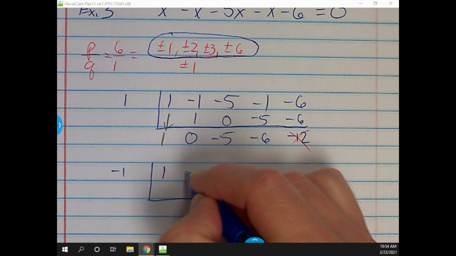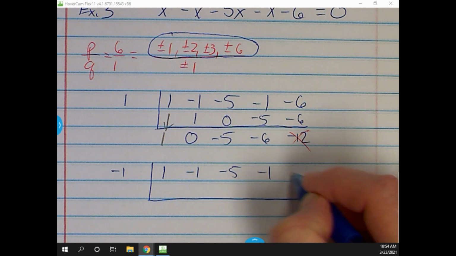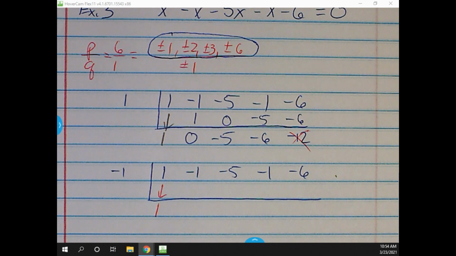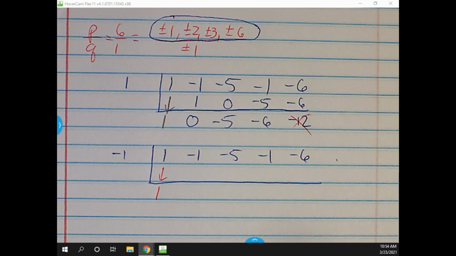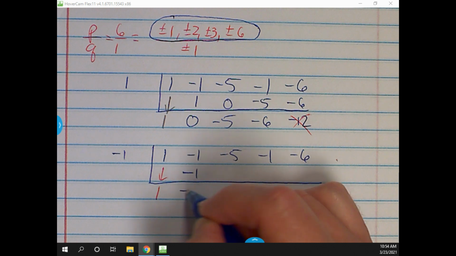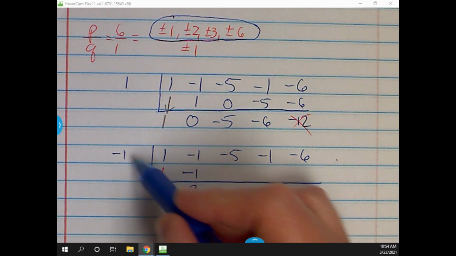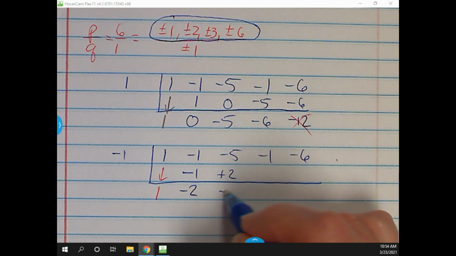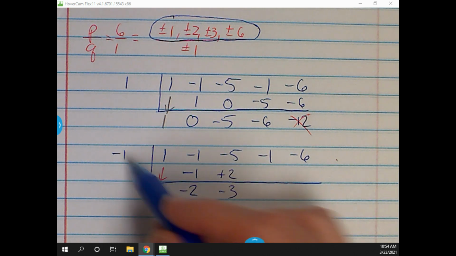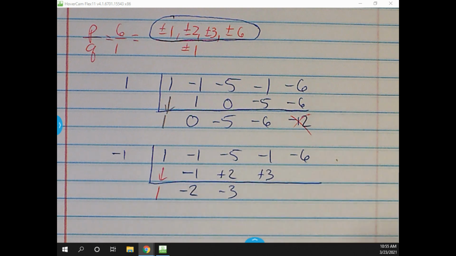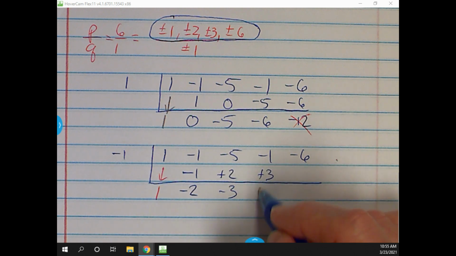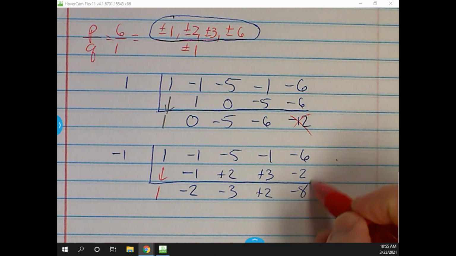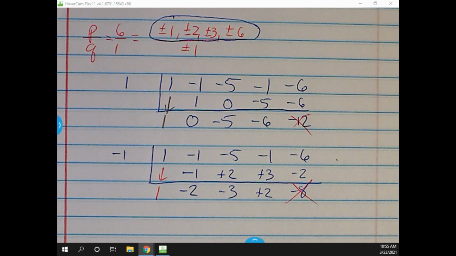So we got 1, -1, -5, -1, -6. First number down to get us going, and then we get rolling from there. -1 times 1 is -1. Now we've got -2. Negative times negative is a +2. -5 plus 2 is a -3. -1 times -3 is a +3. 3 minus 1 is a +2. And this one's also not going to work because that's not 0. So neither one of the ones work. +1 doesn't work. -1 doesn't work.